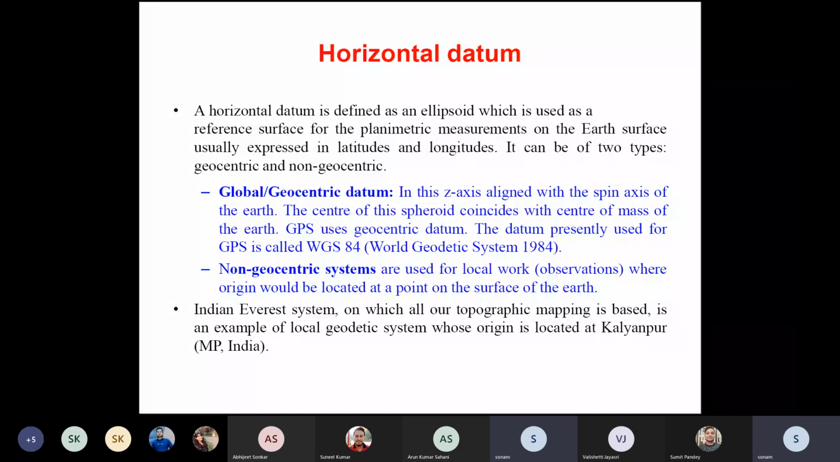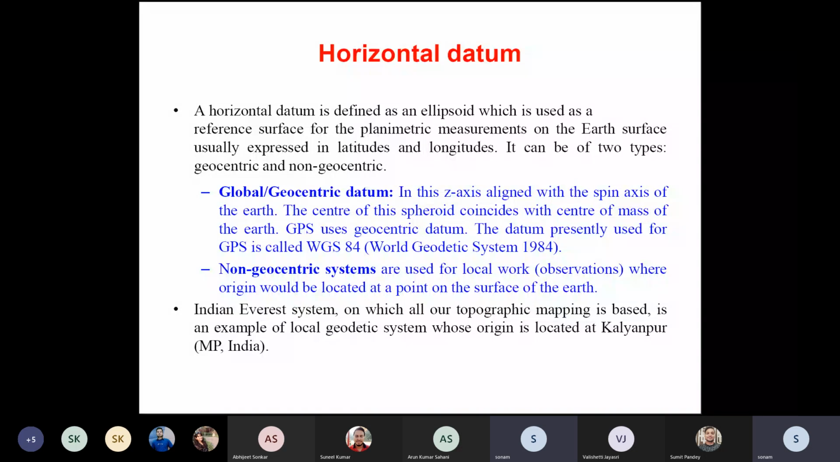What is a geocentric datum? A geocentric datum is also known as the global datum. As the name suggests, the origin of the XY axes will lie at the center of the Earth. The Z axis will align with the spin axis of the Earth. The center of this spheroid coincides with the center of mass of the Earth. Such a datum is called the geocentric datum.